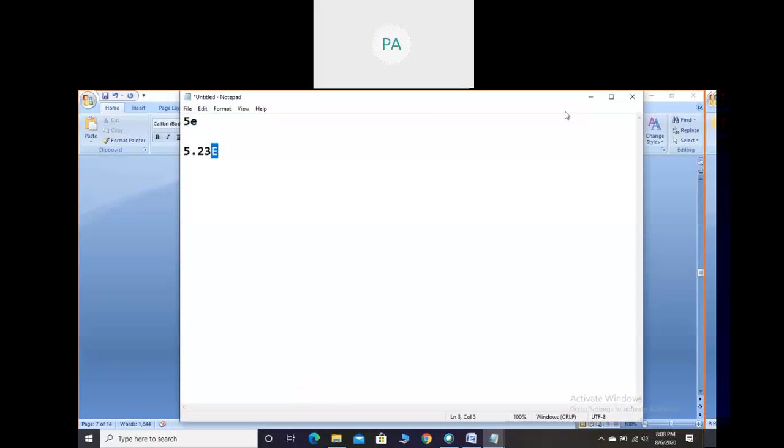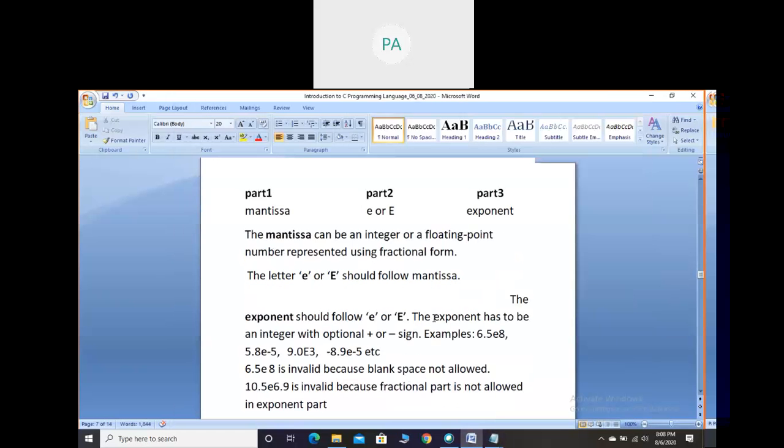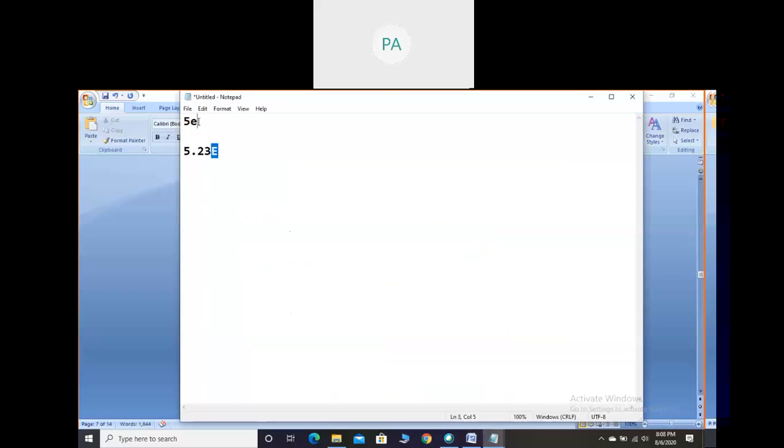Okay. Next, coming to the third part. The third part is the exponent part. So the exponent should follow capital letter E or small letter e. The exponent has to be an integer with an optional plus or minus sign. That means now we will write the third part. So after E we have to write the third part. This third part is called the exponent part. So in the exponent part, what do we have to write? You can write digits from 0 to 9, anything, single digit or two digit, anything.